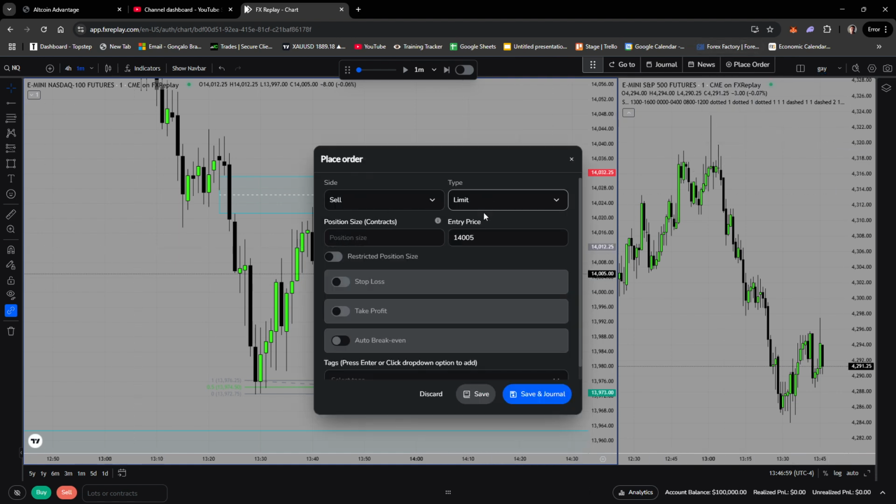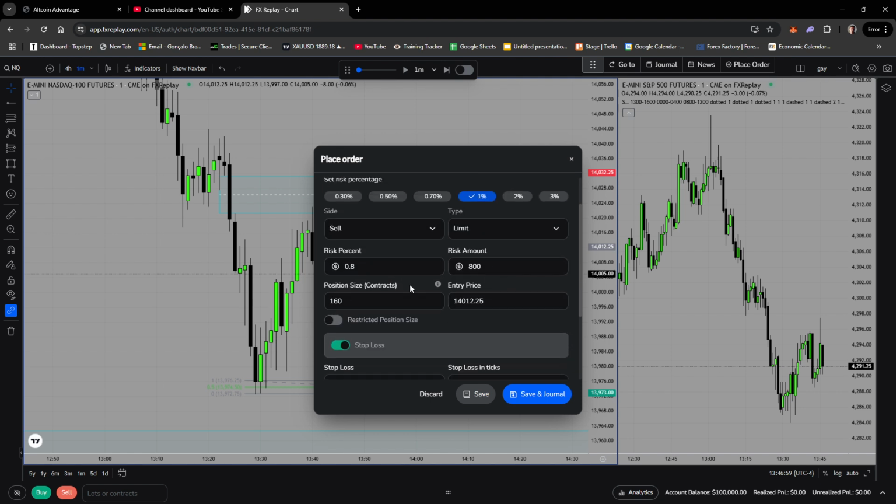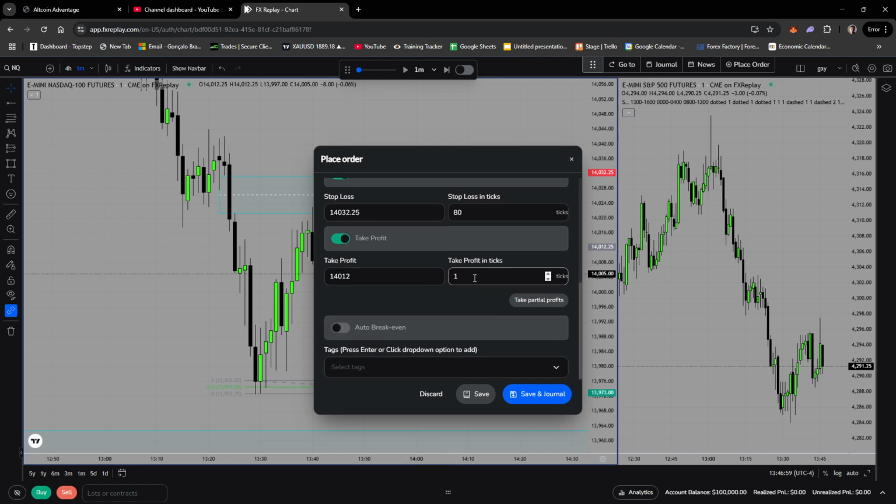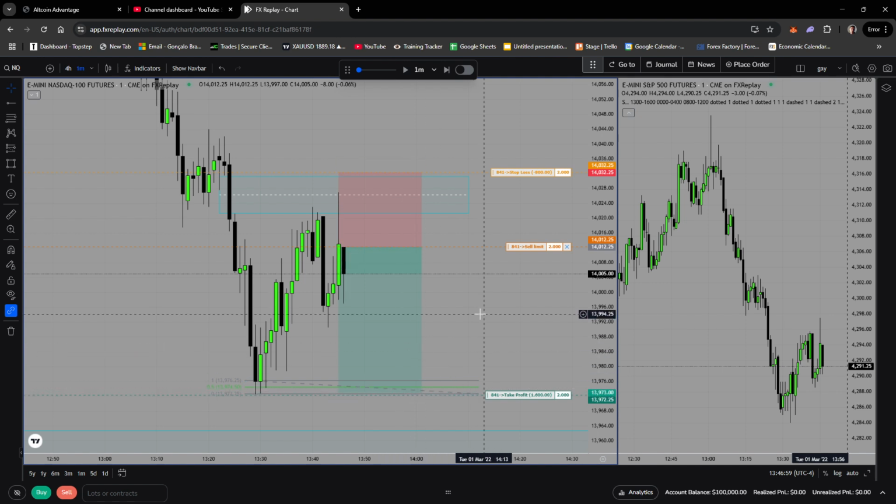So sell, limit, entry price, stop loss. We want to risk 800s. That's fine. Stop loss in ticks, 80, because we're risking 20 points. 60 and we'll readjust. That's perfect.